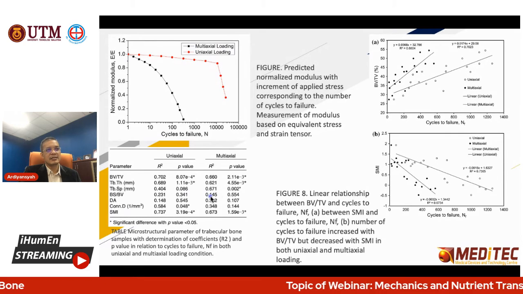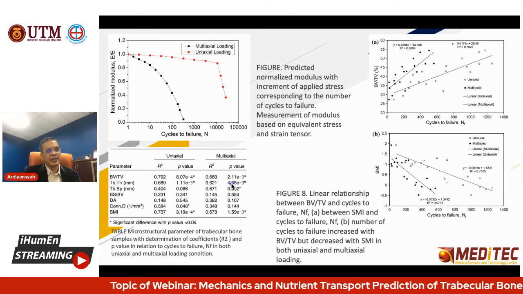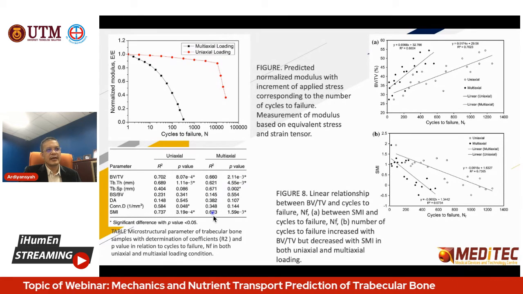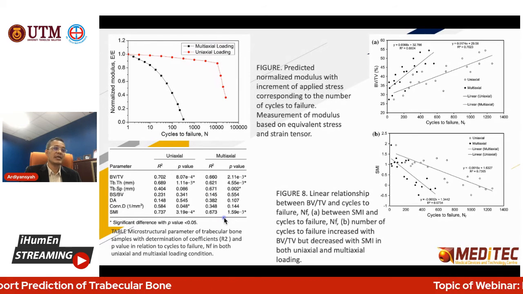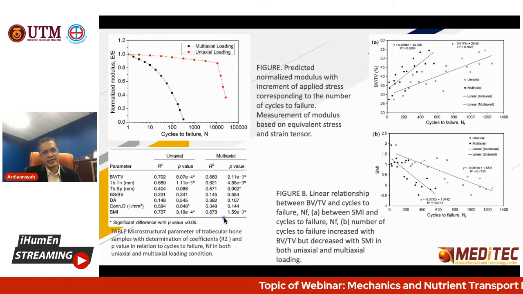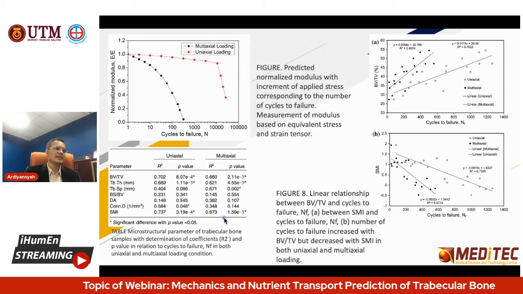With the multi-axial loading, it is volume fraction, trabecular thickness, and the SMI. Okay, that means there are three microarchitecture factors we need to concentrate on, which are the volume fraction, trabecular thickness, and SMI.